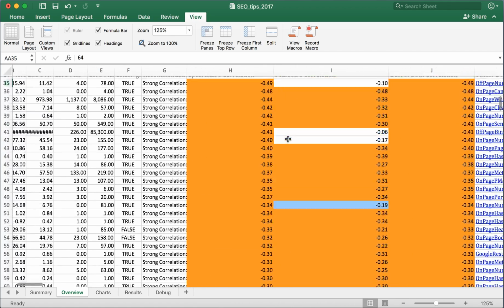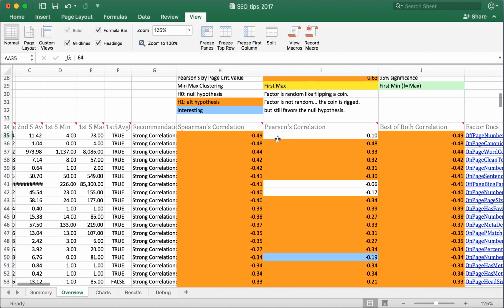I should briefly mention why the good factors have negative correlation strengths. It has to do with the slope of the trend line. Typically when we want to rank, we want to get as close as we can to number one, the number one spot on Google being the best. So as ranks go from 10, 9, 8 all the way to 1, that's a better standing.